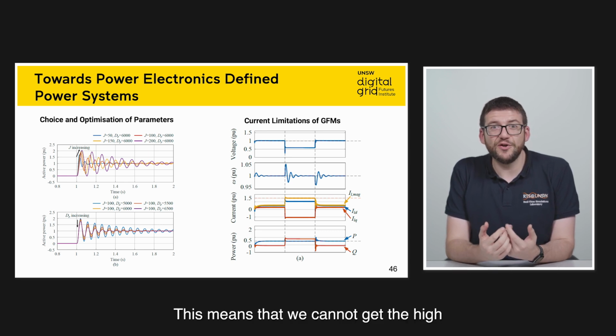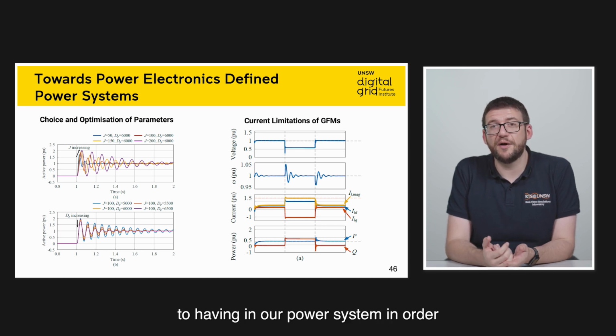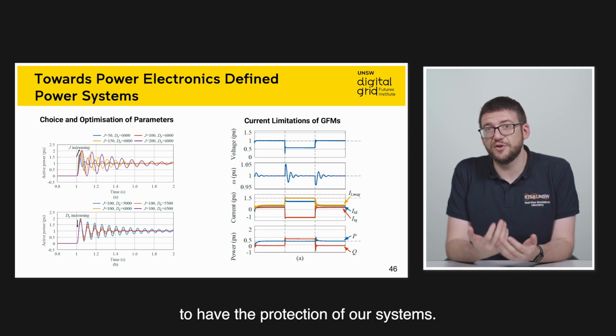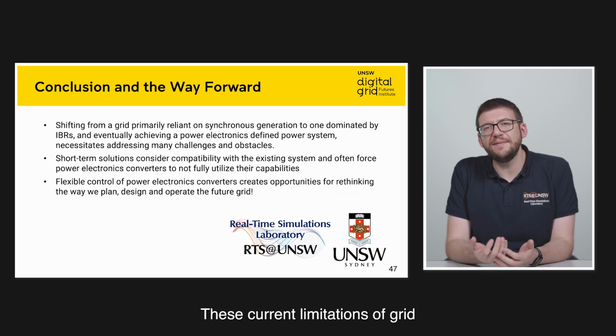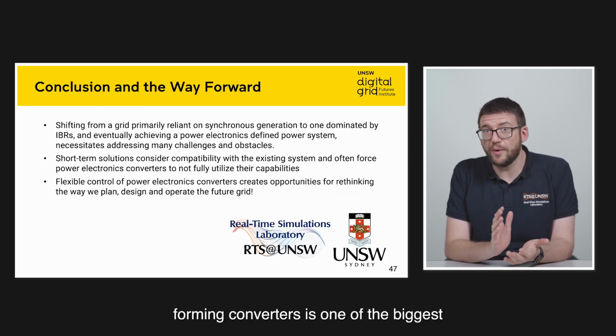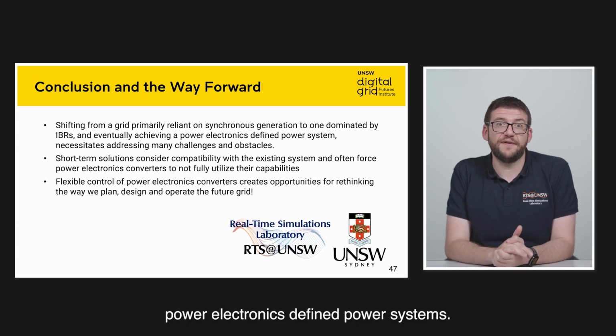Another important challenge is that our power electronics are not synchronous generators. This means that we cannot get the high amount of fault current that we are used to having in our power system in order to have the protection operating the way that we expect it to operate. These current limitations of grid-forming converters are one of the biggest challenges we have as we move towards power electronics-defined power systems.